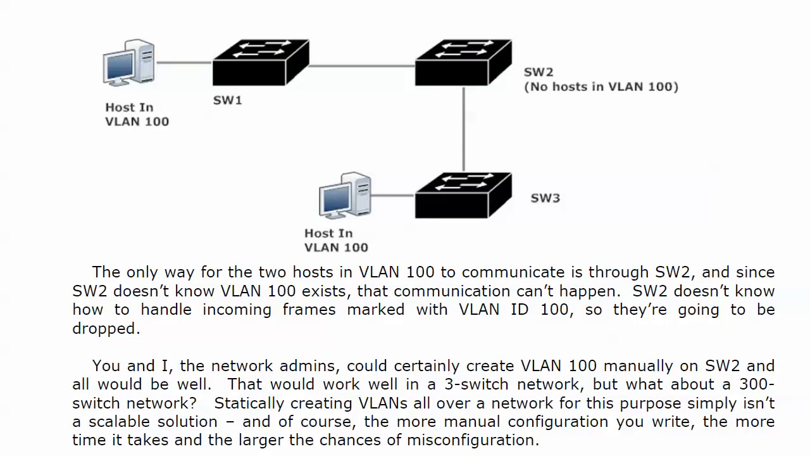The only way for our 2 hosts in VLAN 100 to communicate, hey, switch 2's got to get involved because there is no trunk between switch 1 and switch 3. So since switch 2 at this point does not know VLAN 100 even exists, that communication can't happen because switch 2 doesn't know how to handle the incoming frames marked with VLAN ID 100, so they're just going to be dropped.